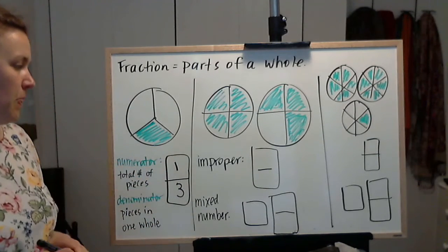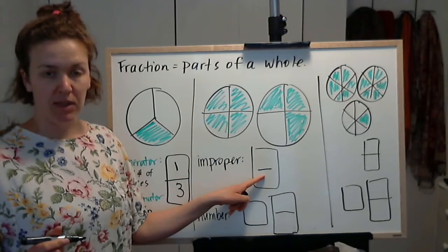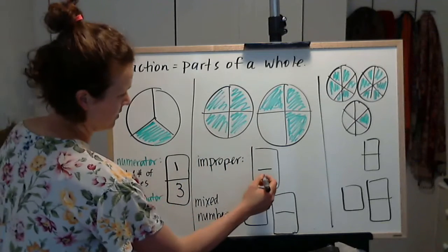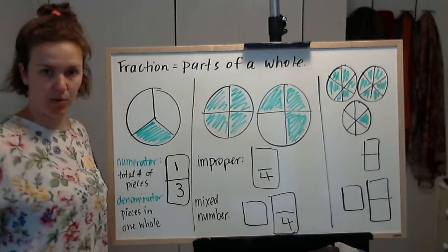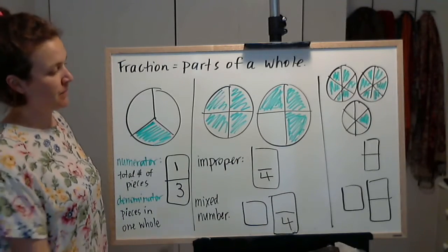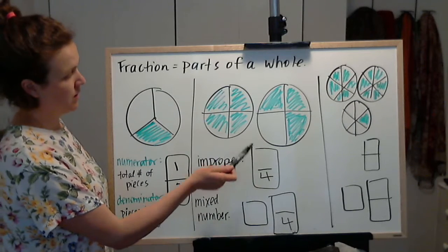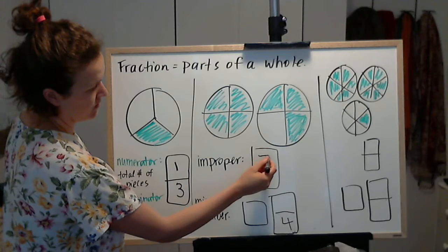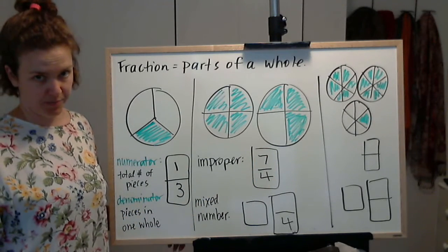In both of these cases, the denominator is still the total number of pieces in one whole. So there are 4 pieces, so we know that the denominator is 4 for both of them. For the improper fraction, we count the total number of pieces. So 1, 2, 3, 4, 5, 6, 7. And you would call that 7/4.